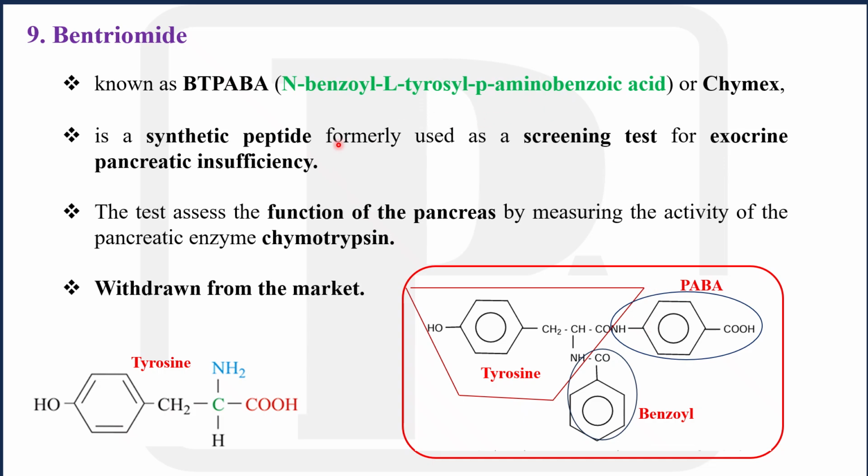It is a synthetic peptide formerly used as a screening test for exocrine pancreatic insufficiency, and also to assess the function of the pancreas by measuring the activity of the pancreatic enzyme called chymotrypsin. Now it is withdrawn from the market.